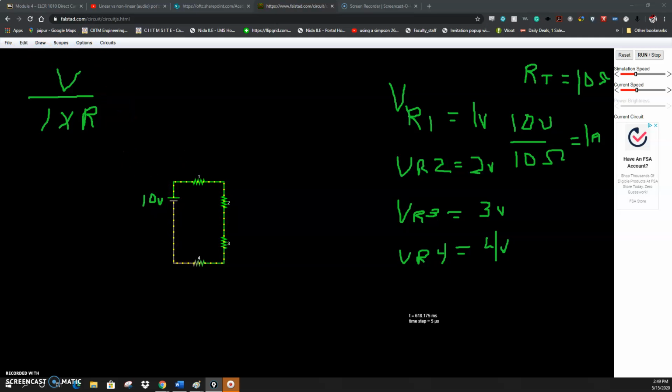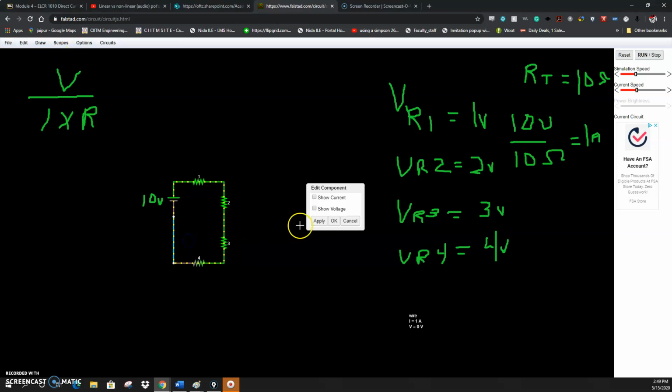So I'm going to get rid of my pen here as soon as I figure out how to cut it off. Back to the mouse. Here we go. So we're going to click on this line right here. We're going to say show current. And look at there, 1 amp. And that's exactly what we calculated over here, was 1 amp.